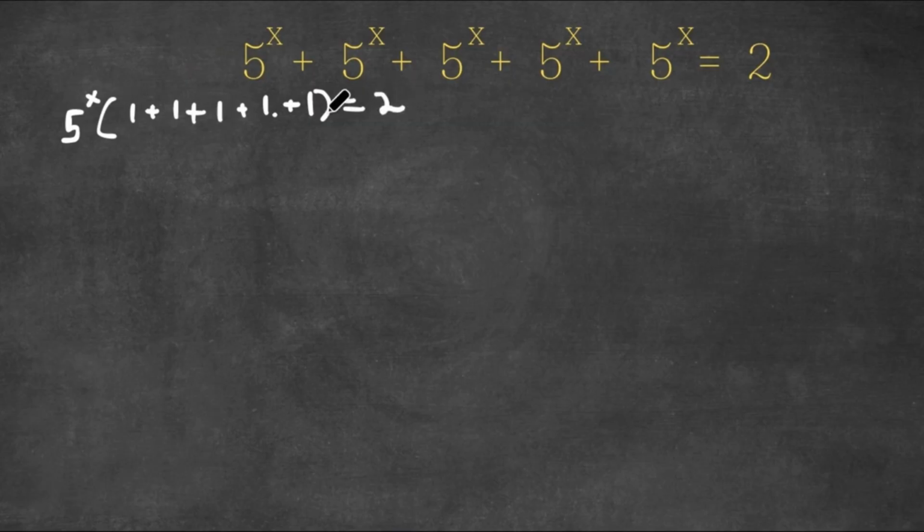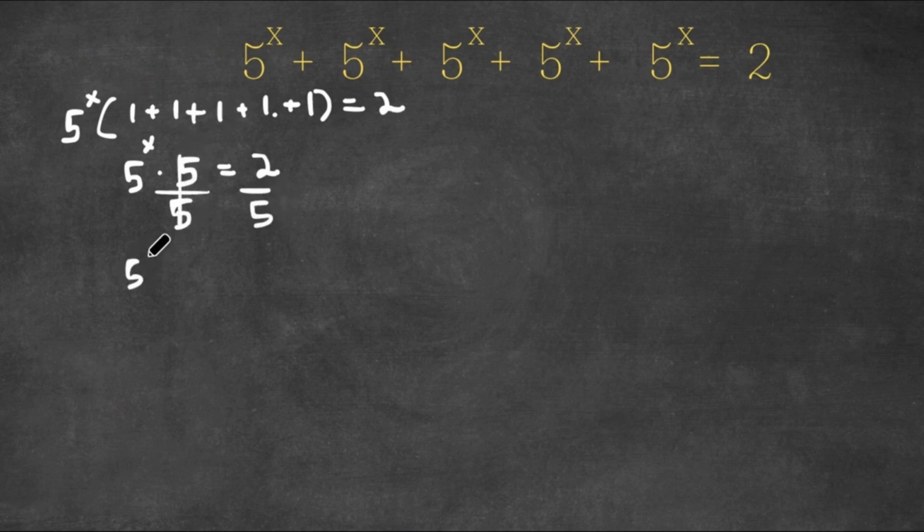Now, if we simplify what's in the parentheses, we get 5. We get 5 to the power of x times 5 is equal to 2. Now, I'm going to divide both sides by 5 to move this 5 to the right side. So now these two cancel out, and we get 5 to the power of x is equal to 2 over 5.